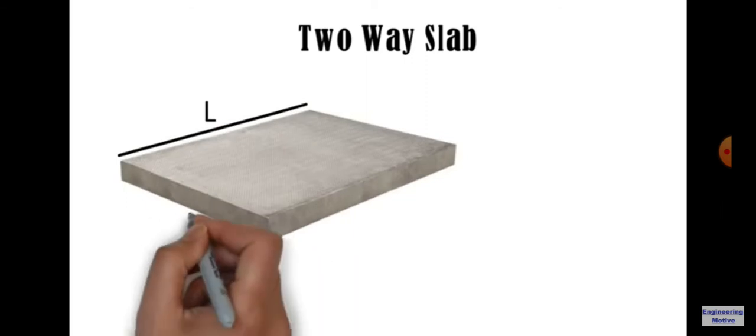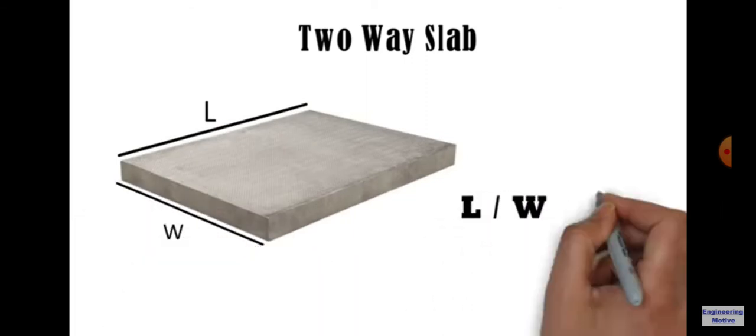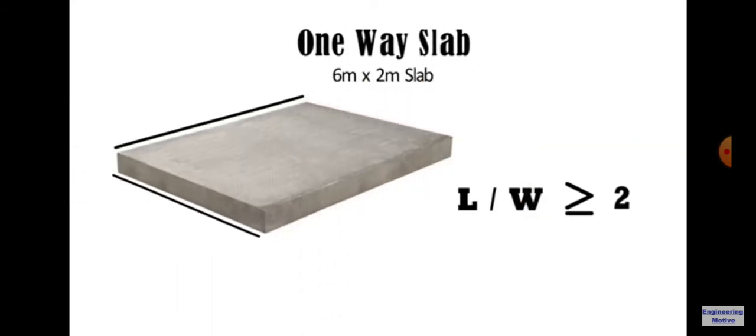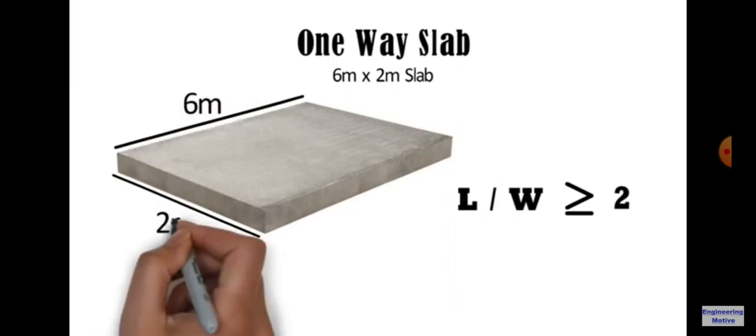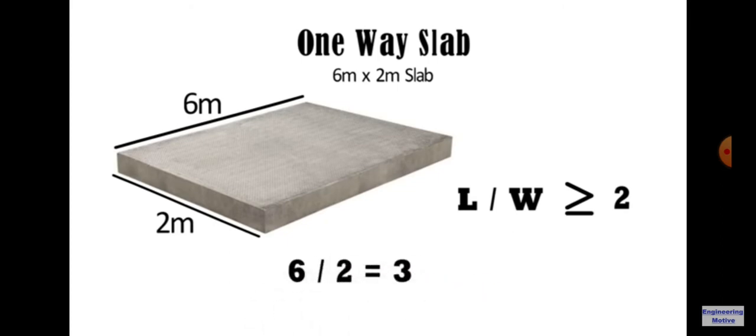In case of two-way slab, length and width as usual, the L by W ratio is less than 2. We call it a two-way slab. For example, if we take a 2 meters by 6 meters slab, it is 6 meters in the longer direction and 2 meters in the shorter. 6 by 2 will give you 3, which is greater than 2. Then we call it a one-way slab.